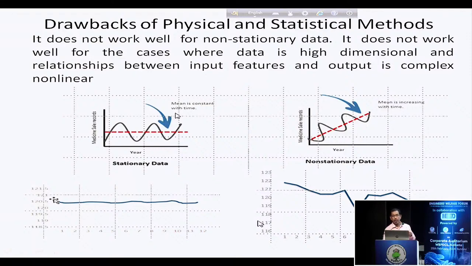But in case of non-stationary data, the mean and variance are not constant. They vary with time. So for non-stationary data, the ARIMA models that I have mentioned, or the existing statistical models, are not applicable. That is why we have to go for machine learning and deep learning models, which are more powerful for handling high-dimensional data, and also very powerful at learning the nonlinear relationship between input and output.